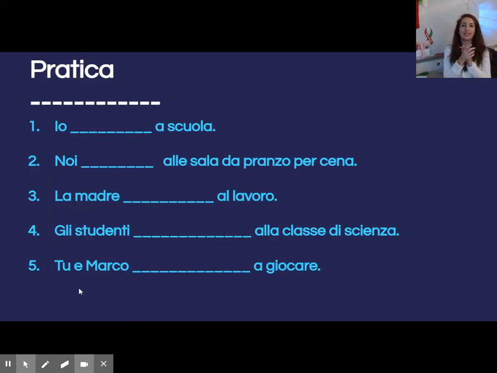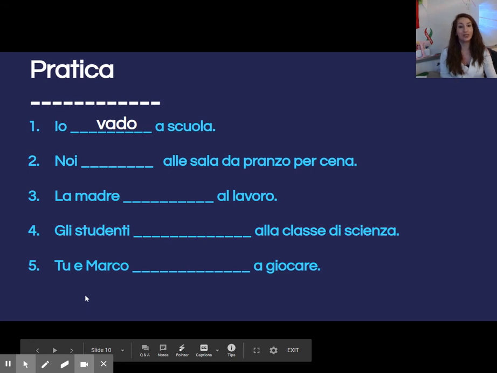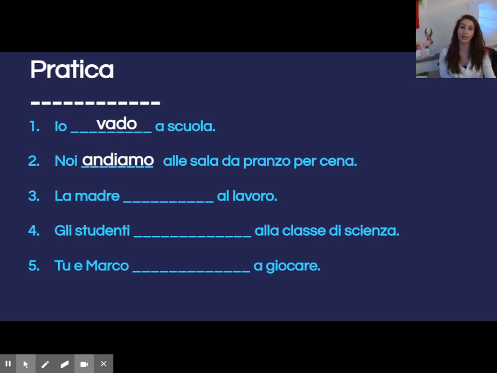So for a little pratica here, io blank a scuola. I go to school. Io vado. Noi blank alla sala da pranzo per cena. I noticed a typo. We go to the dining room for dinner. Noi andiamo. La madre blank al lavoro. The mother goes to work. La madre here is referring to una persona, female. She goes to work. Lei va al lavoro.